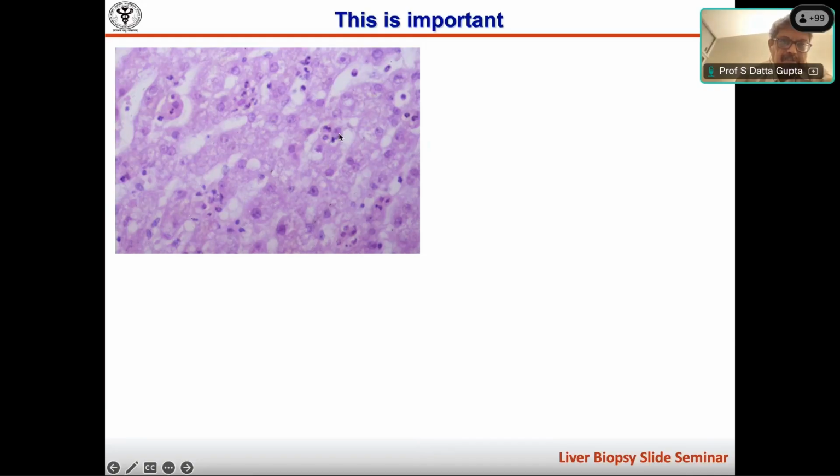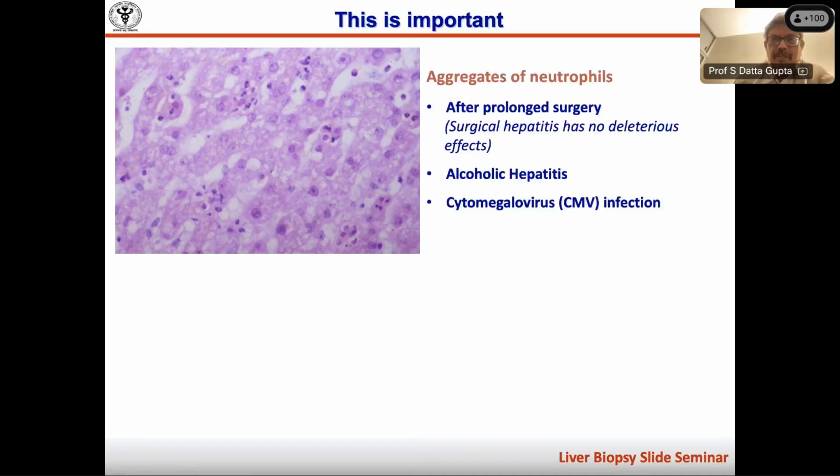And so when you see neutrophils with this little bit of necrosis, then it may be seen in surgical hepatitis. Suppose they are doing some shunt surgery, removing the pancreas, doing a Whipple's, and then take a liver biopsy, you may get neutrophils like this. It has no deleterious effect, nothing. So you have to know the history. Have you done a surgery?